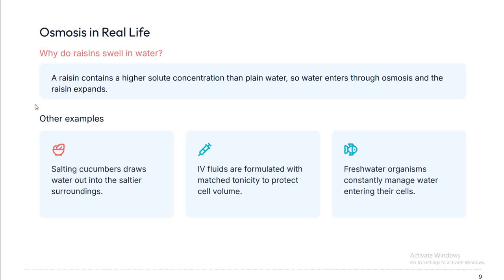And if you need other examples, we've got sea cucumbers. The solute is the salt, and it will draw the water out of the cucumbers into the saltier surroundings. That's really complicated wording, so we're going to go on to this example. We have freshwater organisms like this little fishy, and they will constantly manage water entering their cells, so they can be stable with their environment. Okay.